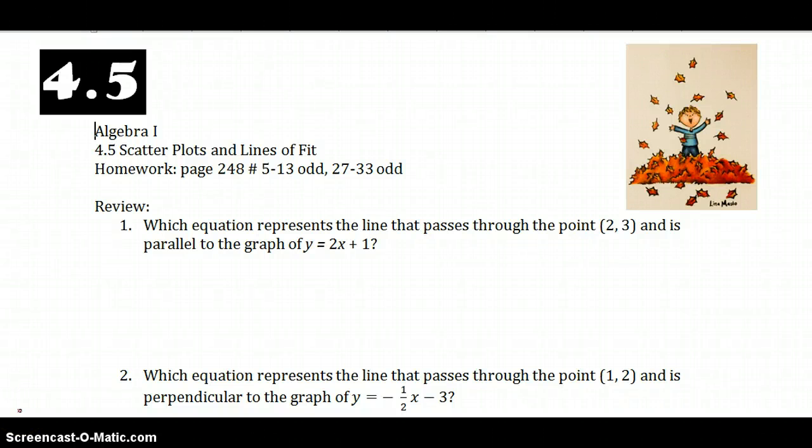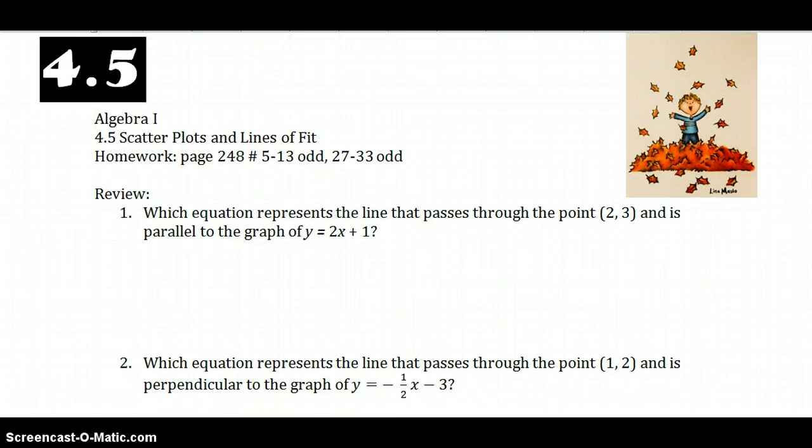Algebra students, we're ready for chapter 4, section 5, but before we get into scatter plots and lines of fit, let's review last section where we talked about parallel and perpendicular lines. So our first example or review problem is to write the equation that represents the line that passes through the point (2, 3) and is parallel to the graph y = 2x.